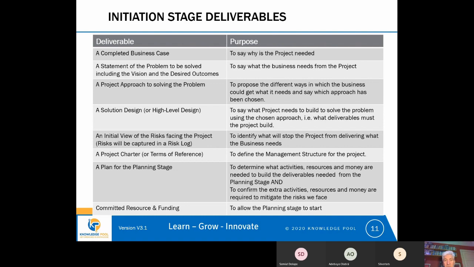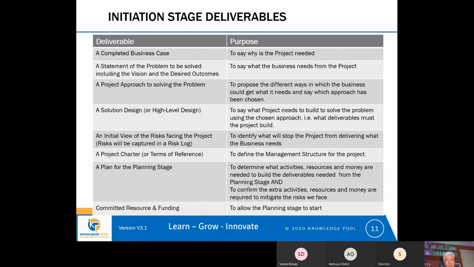So what we need to look at now is we need to talk about some specific deliverables that can be created during the initiation stage. Because in order to achieve that purpose that we set for the initiation stage, we have to have some deliverables that help us do that. And the question was asked last week about where the project initiation document fits into this. And the project initiation document is a deliverable of the initiation stage that is often mandated within organizations.